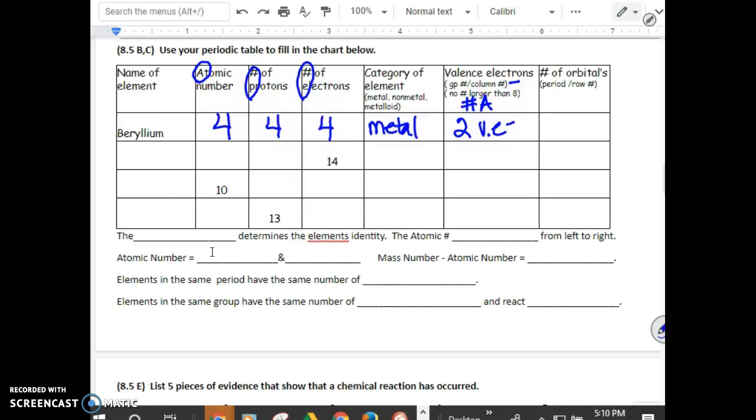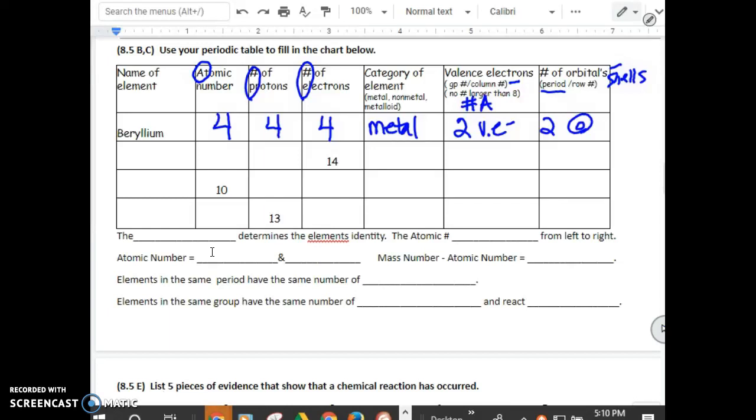Remember, the first energy level can hold up to 2, and all of the others can hold up to 8. The number of orbitals or shells or energy levels, however you want to call that, it tells us the period. So by looking at that, I am in period 2. So that tells me that I have 2 energy levels.